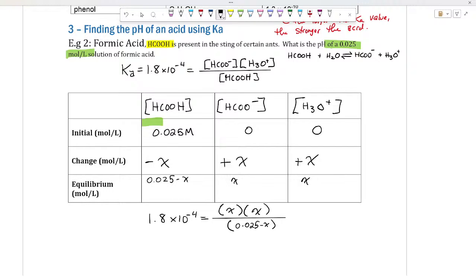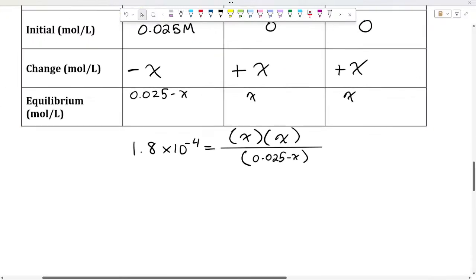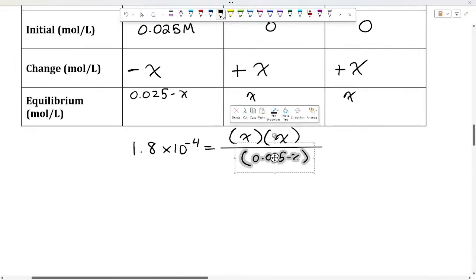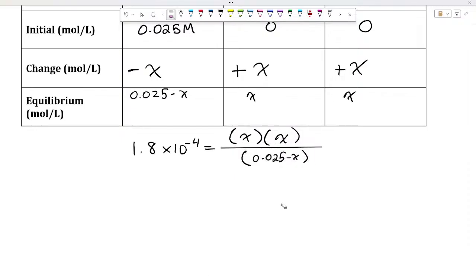This is somewhat miserable, team. It's not super miserable, but it's somewhat miserable. What would our next line look like? What should we do? Okay. Yeah, absolutely. So we could say 1.8 times 10 to the negative 4 equals x squared over 0.025 minus x. What next after that?